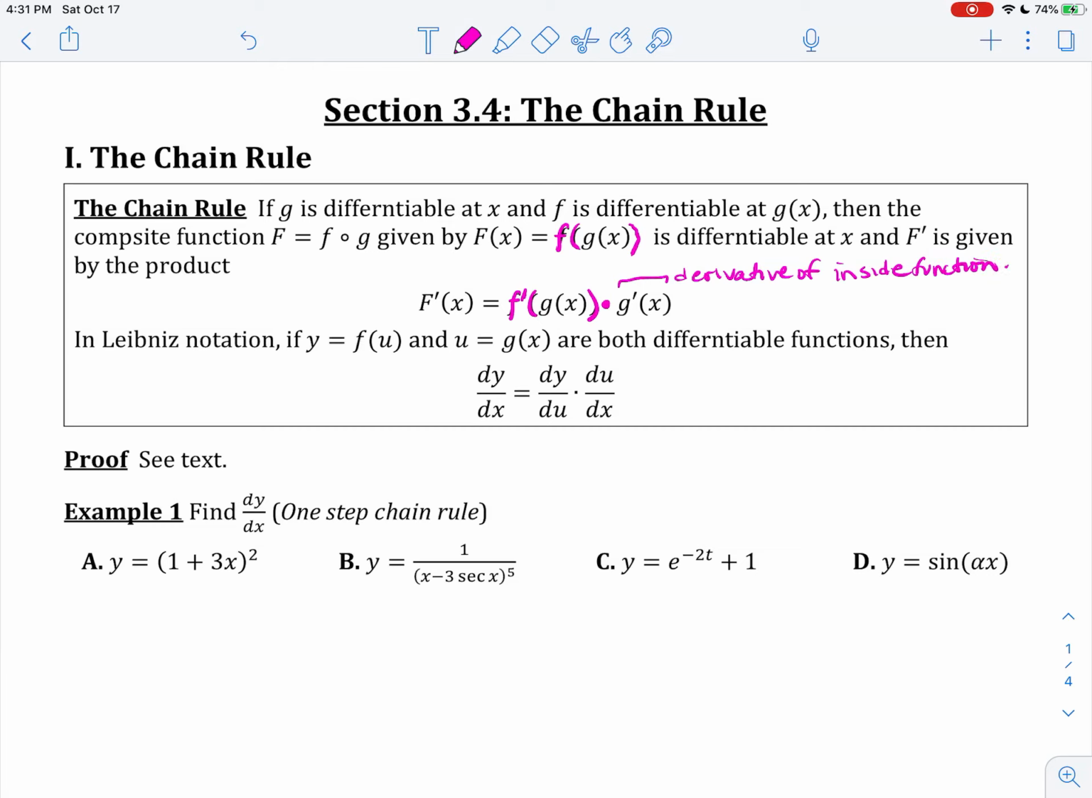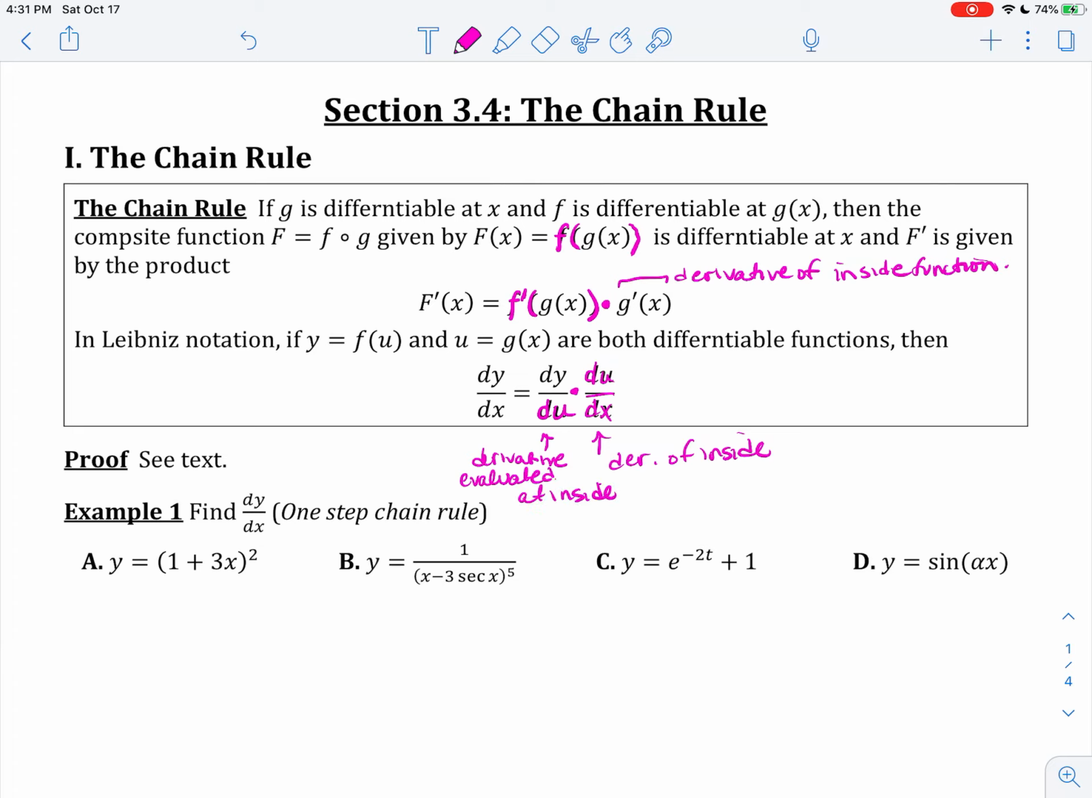Okay. If you want to look at that in Leibniz notation, if y is equal to f of u and u is equal to g of x are both differentiable functions, then your composition is differentiable at x, and dy/dx is going to equal the derivative of y with respect to u, but then we're going to multiply by the derivative of u with respect to x. This is our derivative of the inside. And this is our derivative evaluated at the inside.